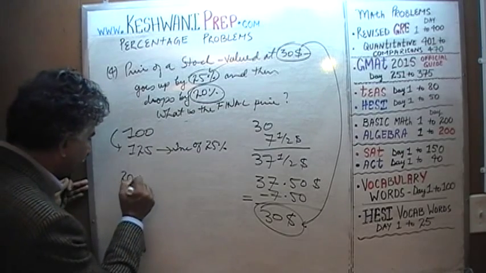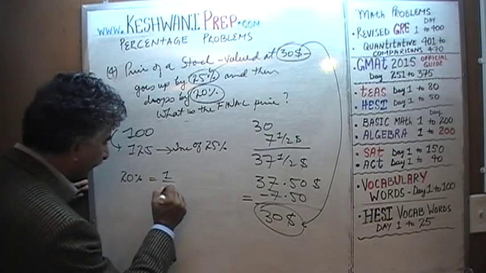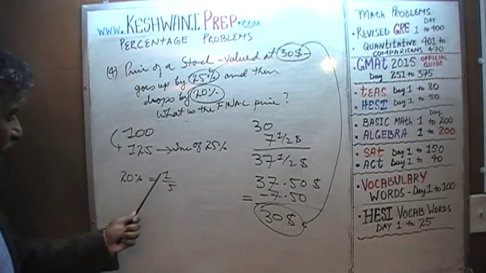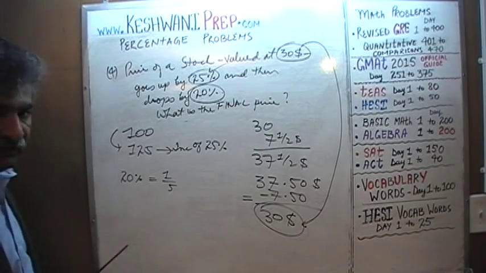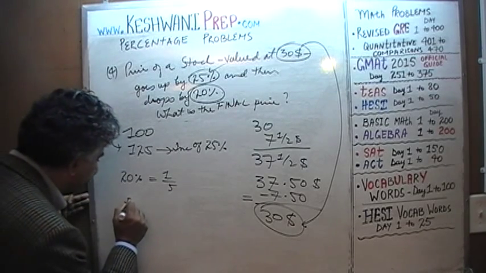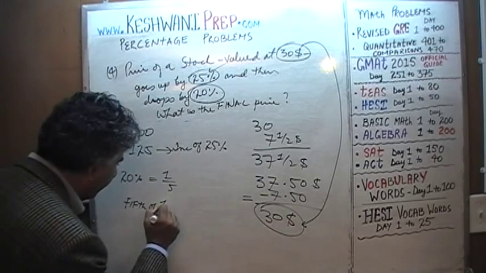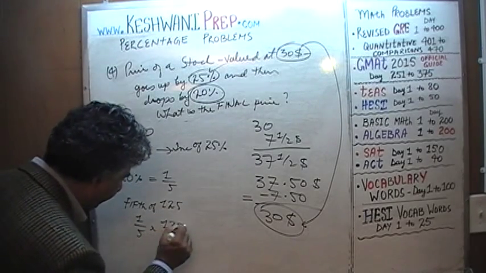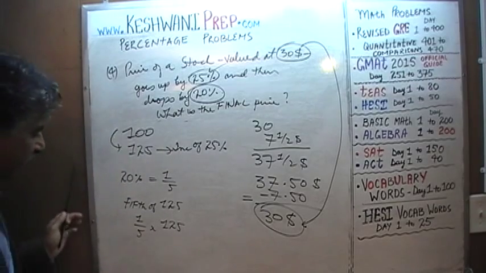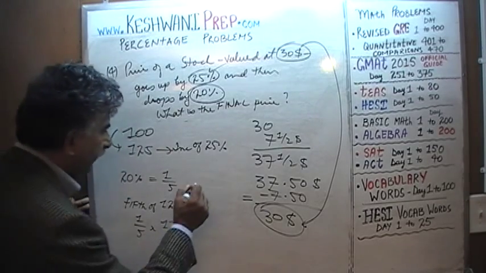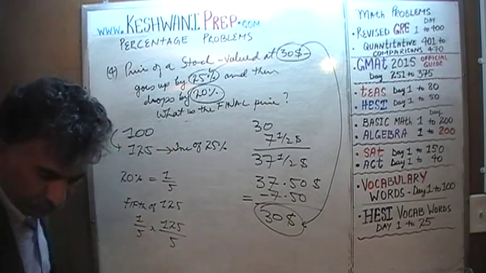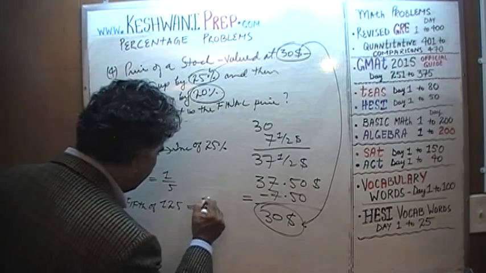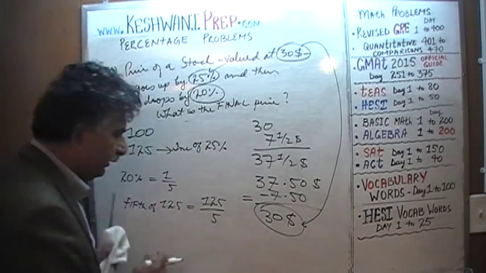20% of anything, 20% is the fifth of something. 10% is a tenth, 20% is the fifth. What's the fifth of this amount? One fifth of 125. We have to divide by 5. A fifth of 125 is simply 125 over 5.